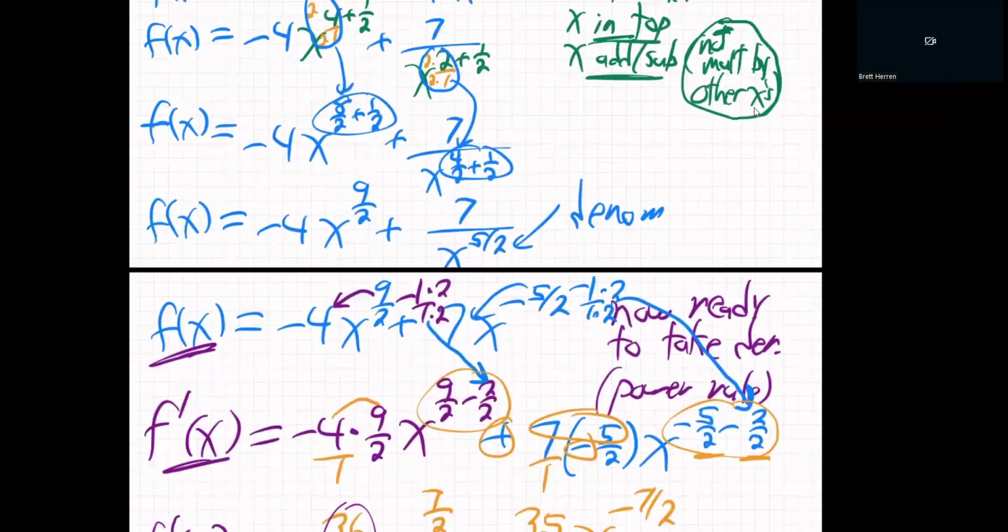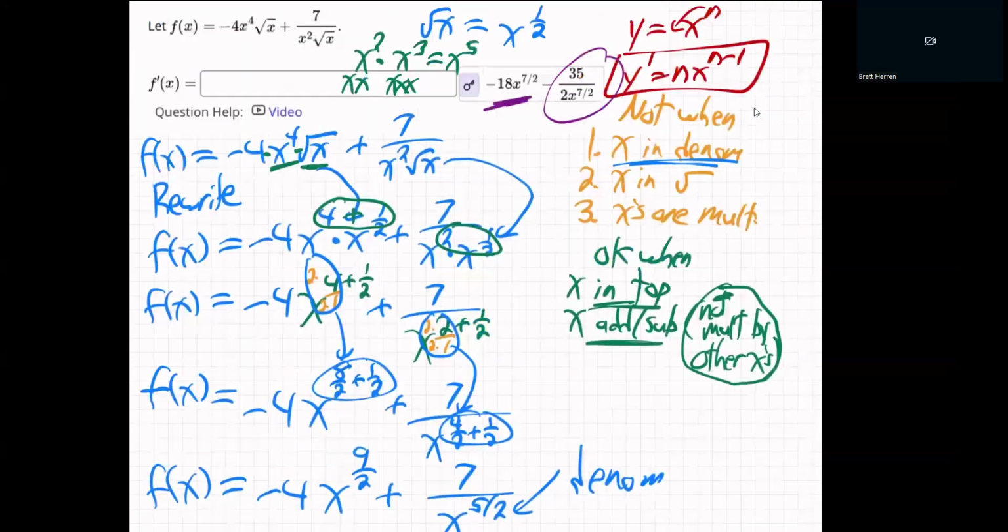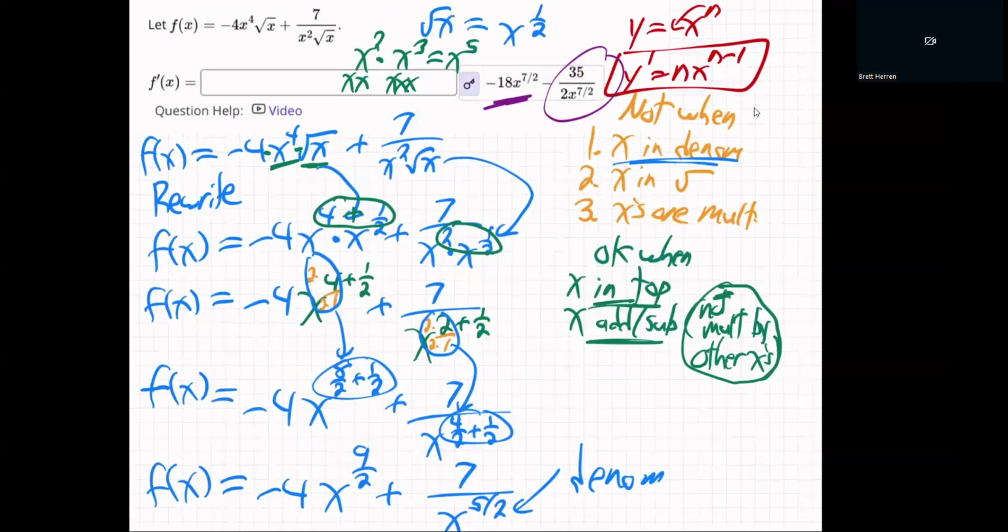That was a lot of fancy algebra. This is why people have trouble in calculus. You got to get these rules down. You got to put the time in to learn these rules. What happened here? Again, you cannot do the power rule, the derivative, when you have x's in the denominator or in a root or multiplied together. It's only okay to do the power rule when x's are in the top and they're added or subtracted, not multiplied by other x's. And not in a root.